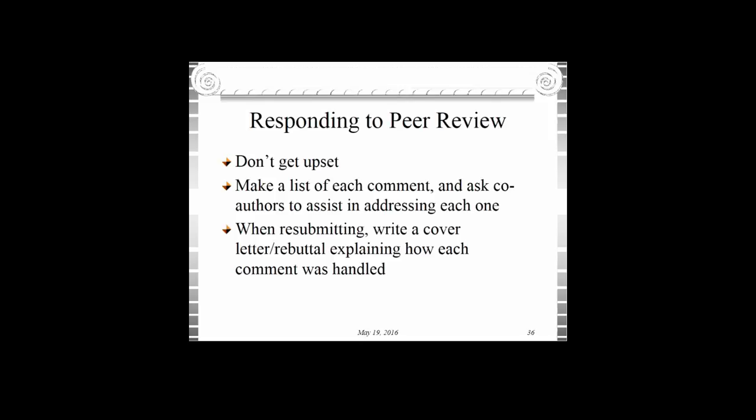Okay, so responding to peer review: don't get upset. I know a lot of people really take this hard, but it's just part of the game, really. You just attack it in a systematic way, and what I do is take the peer review, break it up, and number each item, so that you know this is item number one, item number two. Make a list of each comment. Enlist your co-authors to help you decide how you are going to fix the paper, and also make a comment to the editorial team on how you address each issue.